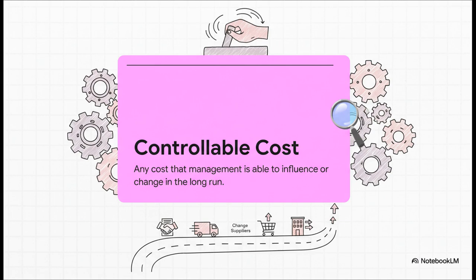Okay, let's get a little more specific. What exactly is a controllable cost? Well, it's any cost that management can influence or change. But here's the really important part, the key phrase, in the long run. And this is a huge idea, so don't miss it. What it means is that if you have a long enough timeline, almost every single cost becomes controllable. Seriously. You can renegotiate a lease when it's up, you can find a new supplier, you can invest in more efficient technology.